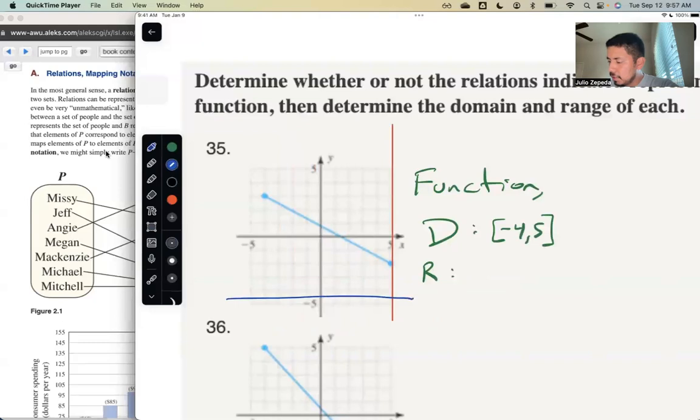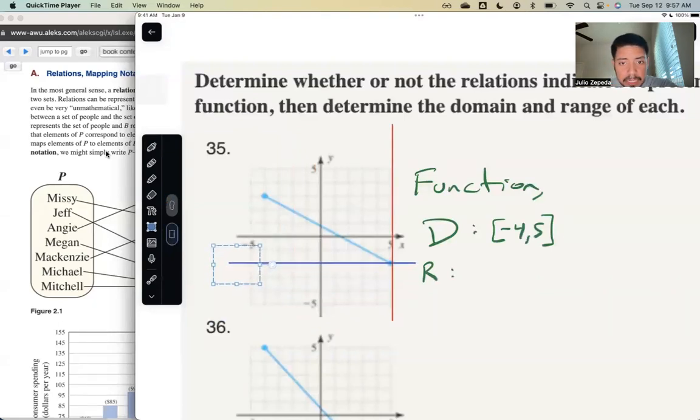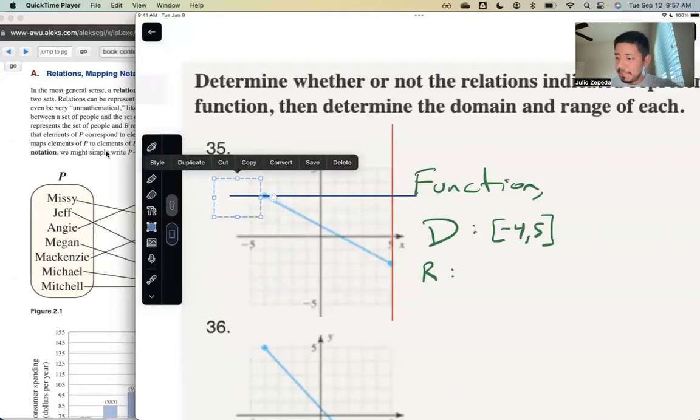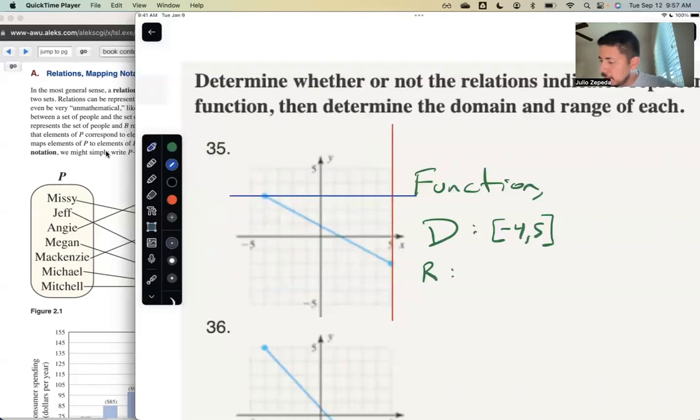The range, you can use a horizontal line for the range. So I'm going to use a horizontal line like this. And we want to know what's the lowest point on the graph. The lowest point is here at -2. And then the function continues to rise and go to the left all the way up to this y value, which is 3. So for range, I'm looking at y values. This goes from -2 all the way up to 3. And the x's we said were from -4 to 5. So the range is going to be from -2 to 3.